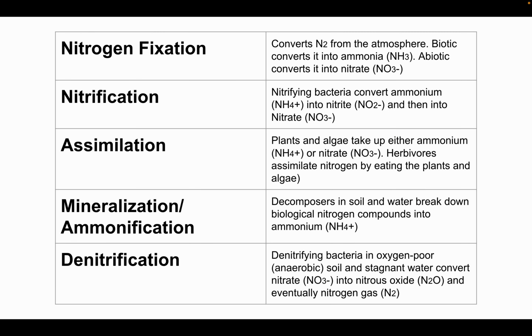Now here is a little chart to help you remember which one is which. Nitrogen fixation, again, converts nitrogen gas from the atmosphere. It could be biotic or abiotic. Nitrifying bacteria through nitrification convert ammonium into nitrite and then into nitrate because, again, nitrate is more readily used by plants. Assimilation. Plants and algae take up either ammonium or nitrate. Herbivores assimilate nitrogen by eating the plants and algae, and again, it becomes part of their tissue.